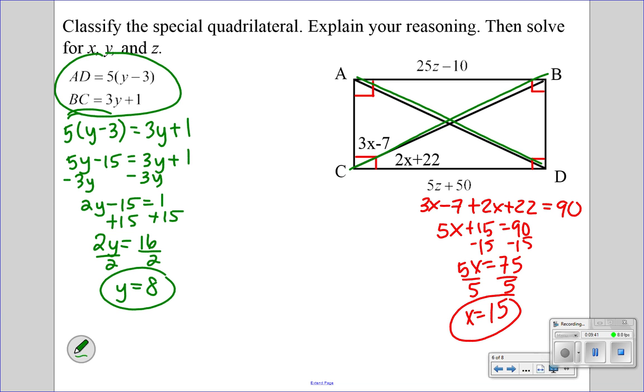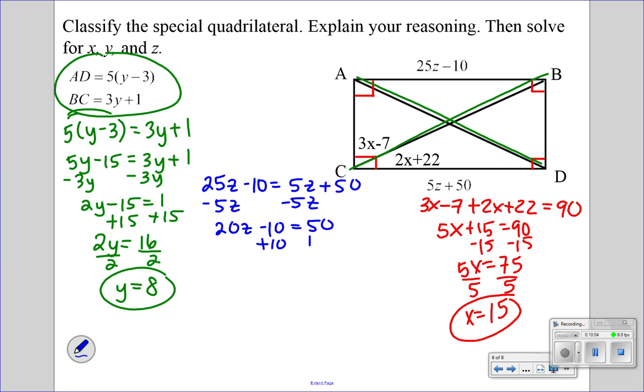Now let's find our z. Our z are at opposite sides, and opposite sides of a rectangle are equal. So we can say 25z minus 10 is equal to 5z plus 50. Let's subtract that 5z. So we get 20z minus 10 is equal to 50. Add the 10. 20z equals 60. So z is equal to 3. We used our properties of rectangles and parallelograms to solve.